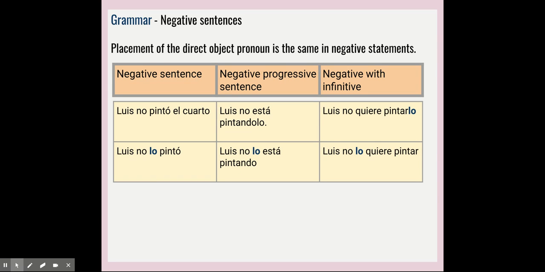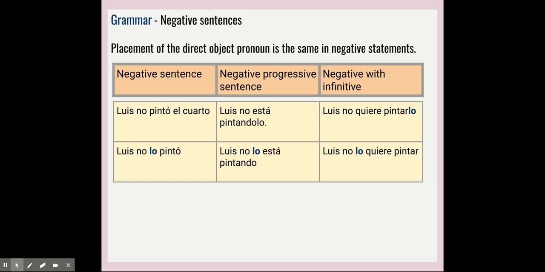The first one, Luis no pintó el cuarto. The direct object is el cuarto. And the simplified sentence is Luis no lo pintó. So the direct object pronoun is just in front of the conjugated verb. Before that, then you place no. So Luis no lo pintó.